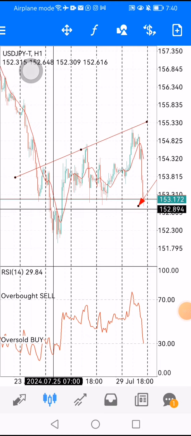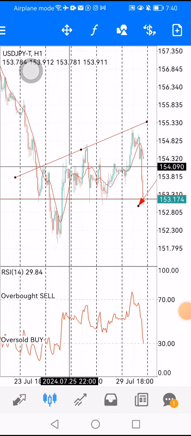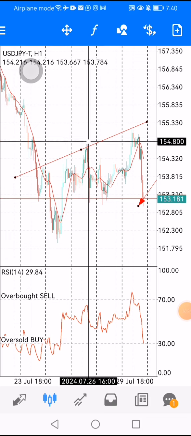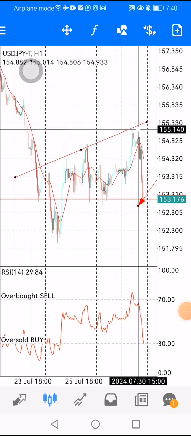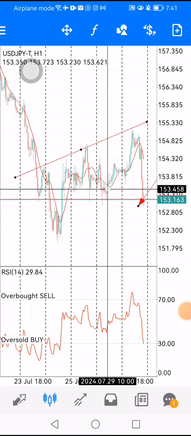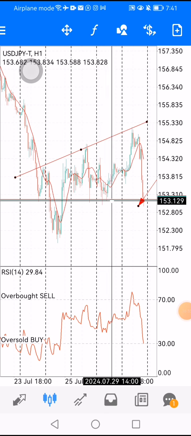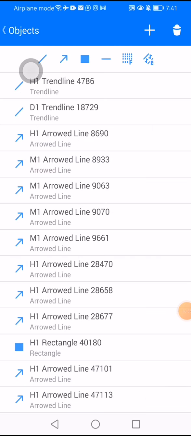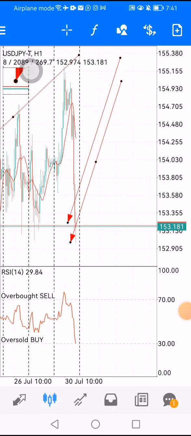So price comes, boom, comes back down. Pushes up, boom, comes back. Pushes further up, boom, comes back. It's not by chance, guys. So if this support here holds, price can continue crashing.